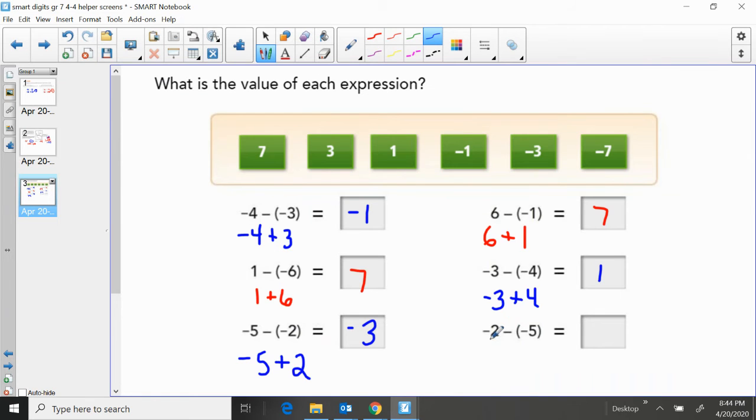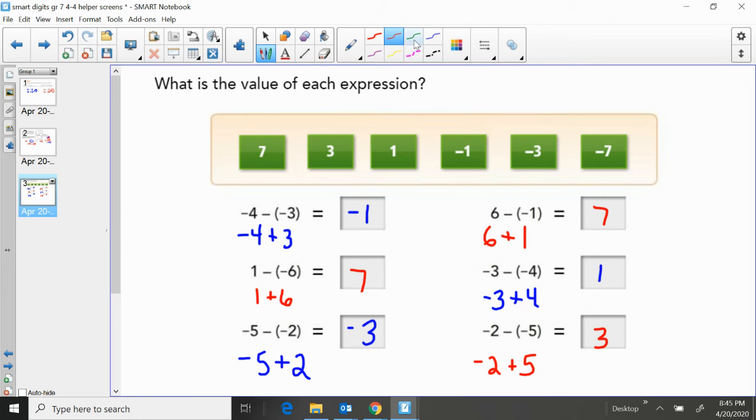And last one, negative 2 minus negative 5, sorry. Negative 2 minus a minus becomes a plus. Negative 2 plus 5. If I had negative 2, I owed somebody $2, and I paid him back 5, that would give me 3.